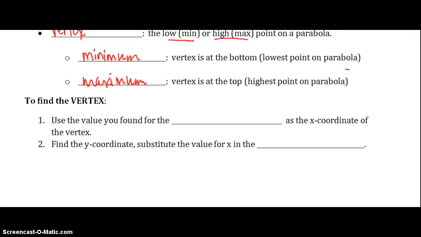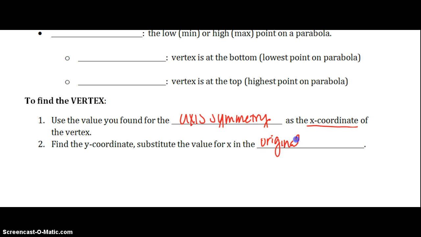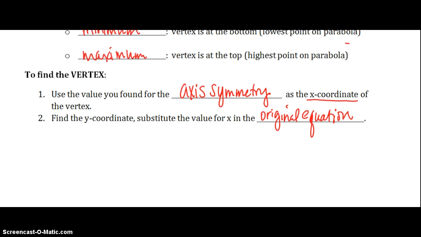To find the vertex, we're going to use the value you found for the axis of symmetry. When you found x, that's going to be the x coordinate of your vertex. Then, once you found your x, you're going to plug that number back into the original equation to find your y. Now we're going to work through several of these problems in just a moment, but let me just help you visualize. So let's say I have a parabola here.